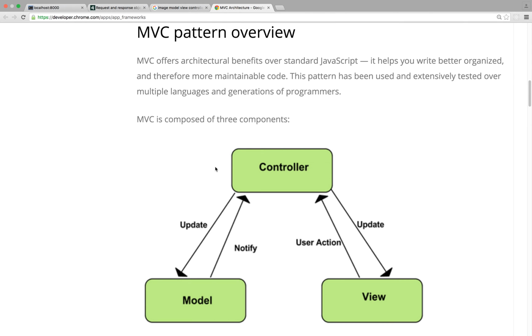is to really understand the MVC pattern. And so I just brought up the developer tools from Chrome because they just kind of have a nice overview of the MVC pattern. Even though they're talking about JavaScript, it doesn't matter what language they're talking about. Basically, MVCs do what it says here. They help you write better organized and more maintainable code.